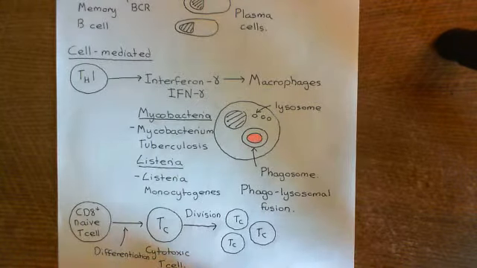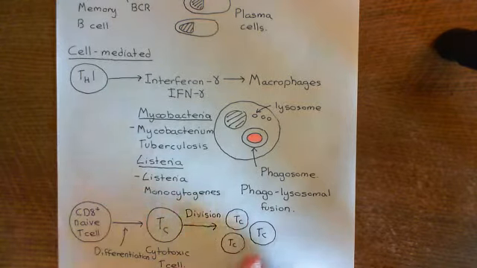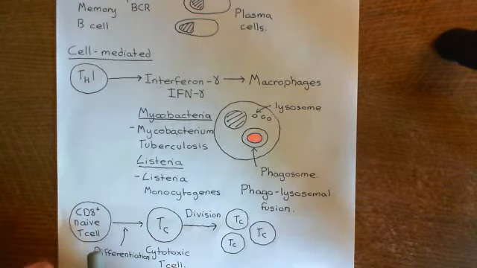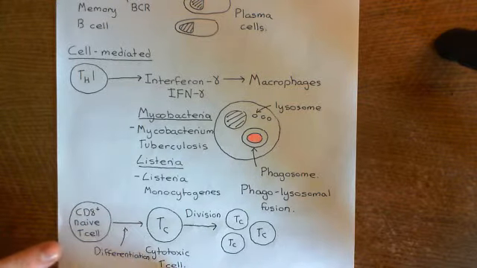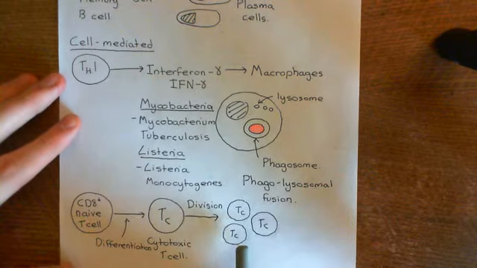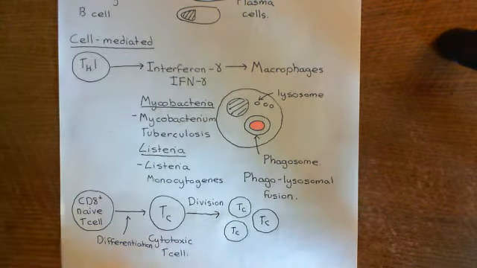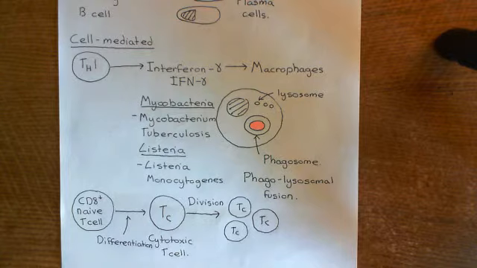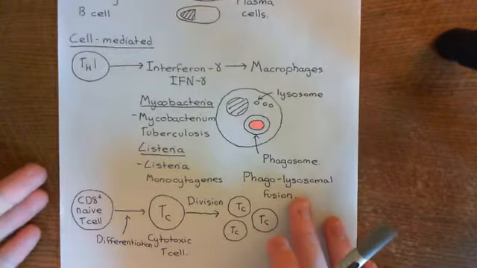Then what will happen is, where am I? Here. The CD8 positive naive T cell will then differentiate into what's known as a cytotoxic T cell, and it will then divide many times to make a whole population of cytotoxic T cells. Okay, now what do these cytotoxic T cells do? Well, they go into the blood and they're going to cause apoptosis of infected cells. Where's the final piece?